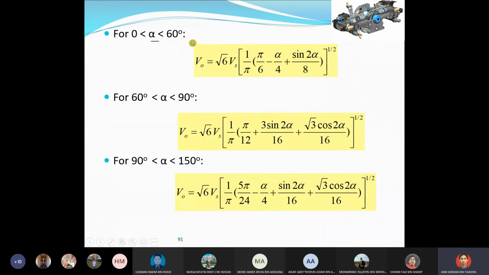Okay, this is the equation. So when we have alpha triggering between 0 to 60, 60 to 90, and then 90 to 150, they are quite different equations. Okay, again because I'm not going to teach you the power electronics concept, we just utilize the final equation only. How it derives this, maybe you have to open your power electronics notes again.